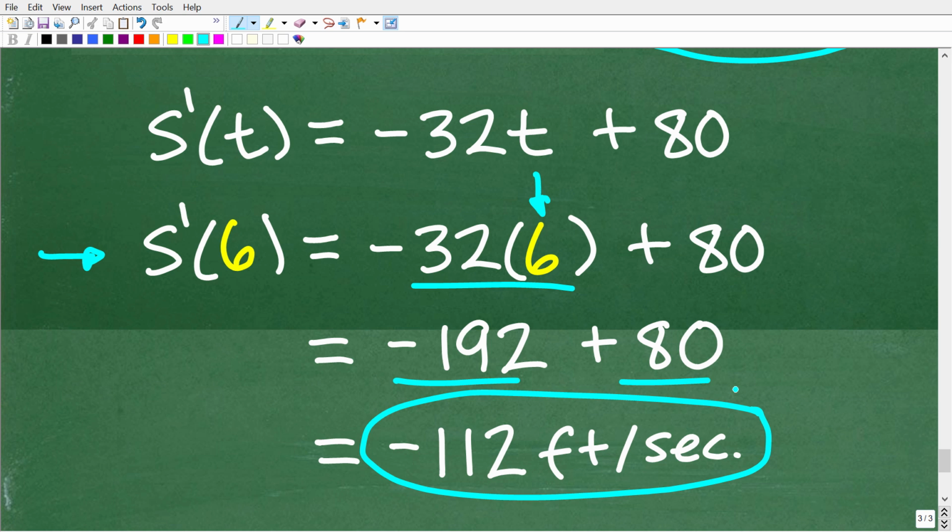But hopefully you enjoyed this basic calculus word problem. And if you understood everything here, well, you'll walk away from this video actually knowing quite a bit of calculus and physics.